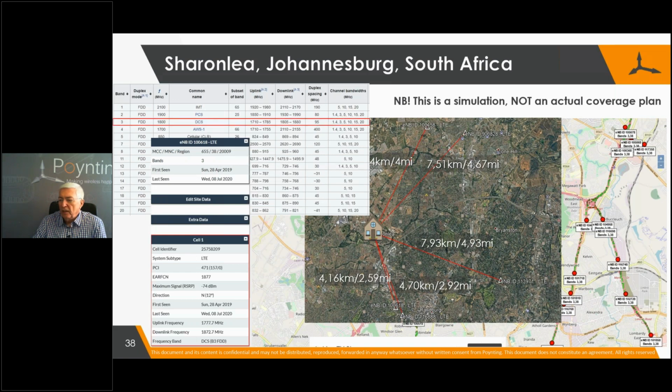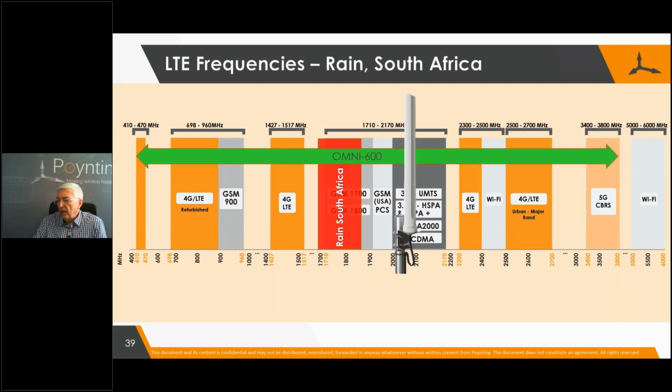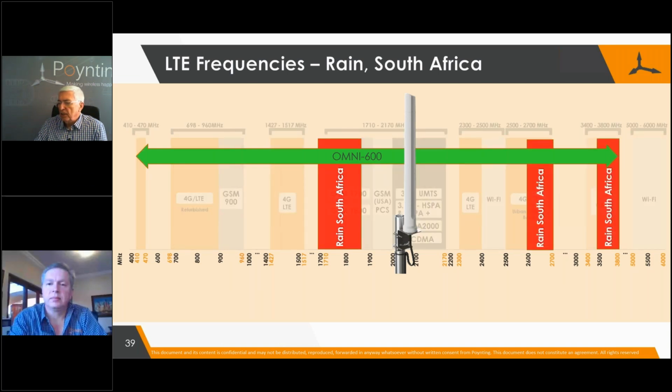There are quite some distances, and then we realize that we need to go for a higher gain antenna. We look at the frequencies, and our first frequency that we picked up, Stephen and I picked up more other frequencies, which I'll show you, was band 3. That's band 3 over there, and we see that our OMNI antenna covers the band all the way from the lower 400 all the way to 3.8, and we also picked up, as I said, other frequencies, and we cover those frequencies as well.